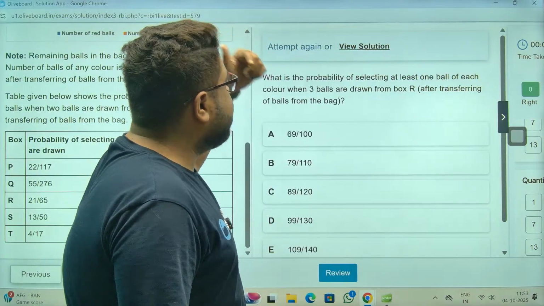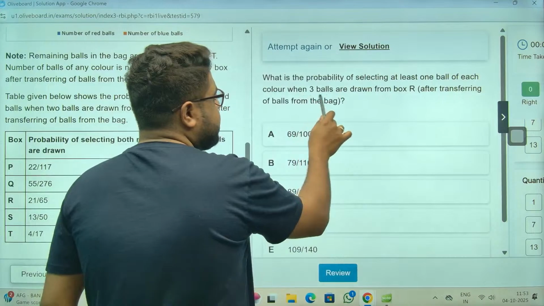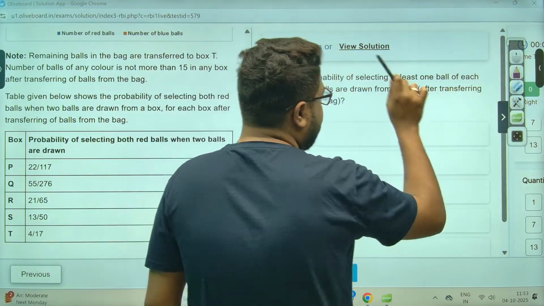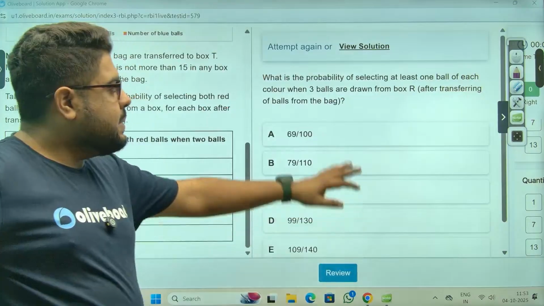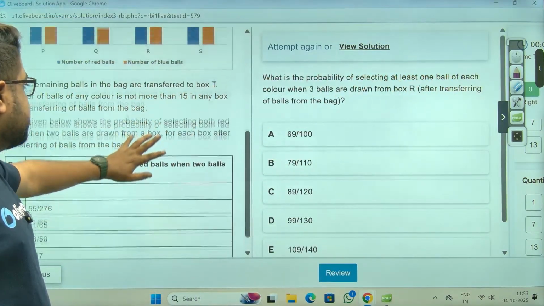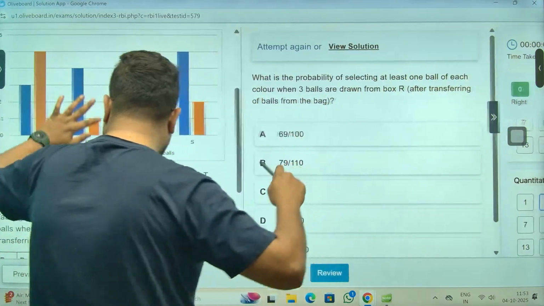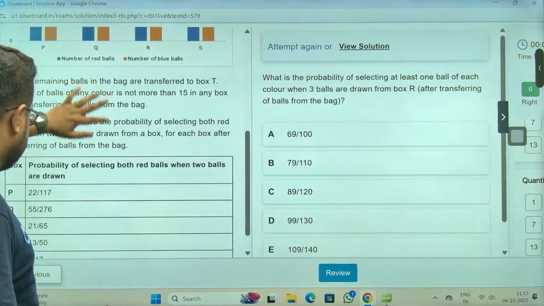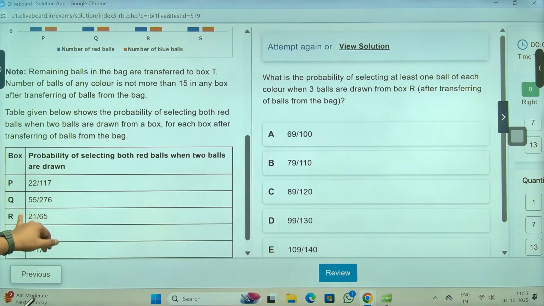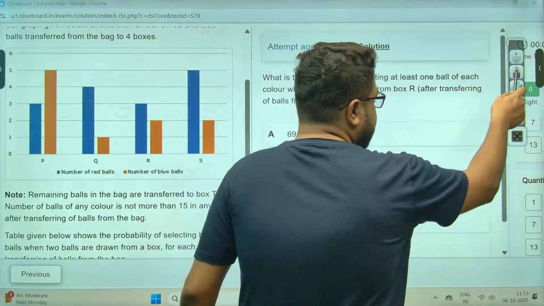What is the probability of selecting at least 1 ball of each color when 3 balls are drawn from R? First things first, this is box R, meaning I will talk about only R. Sir, R means how many balls have been transferred? First things first, 2 things we need to keep in mind. For R, the probability of drawing 2 red balls is 21 over 65. Remember this, 21 over 65.